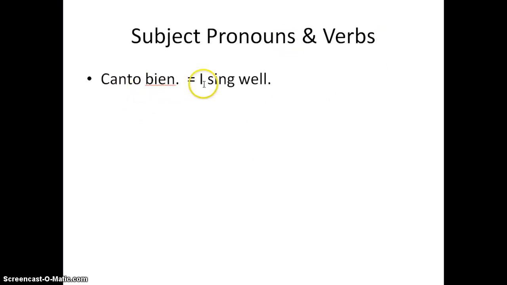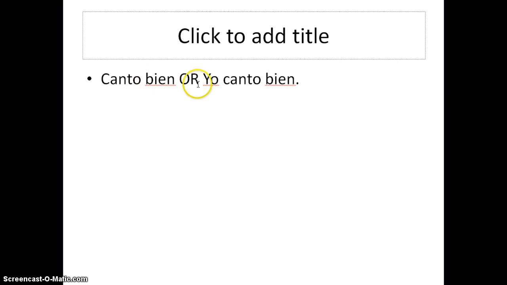How do these connect with verbs? Canto bien means I sing well. So where was the word for yo, for I, in this sentence? Well, consider that canto bien or yo canto bien basically mean the same thing. I sing well, I sing well.